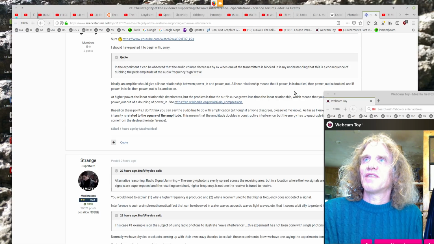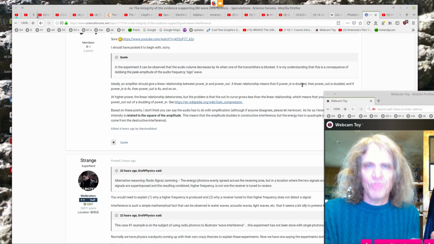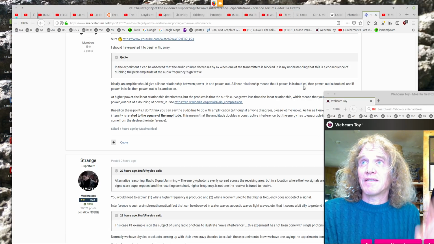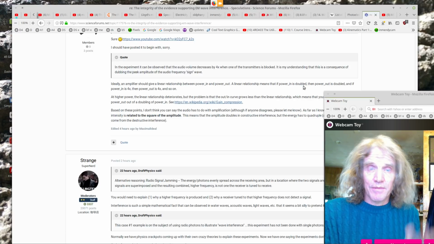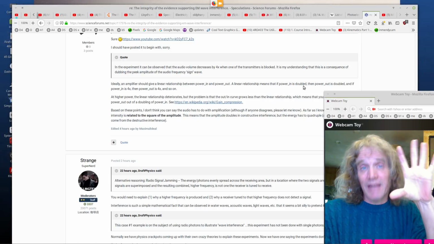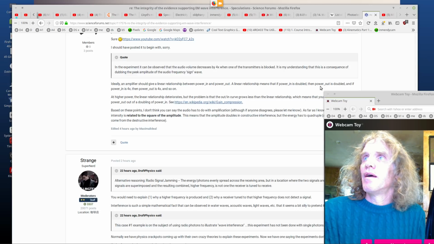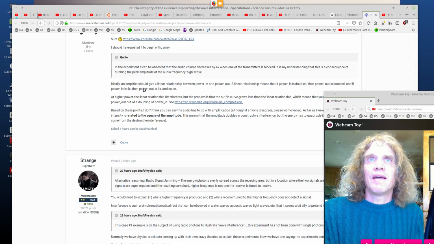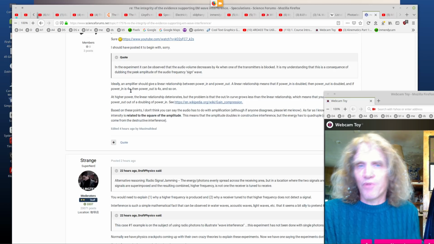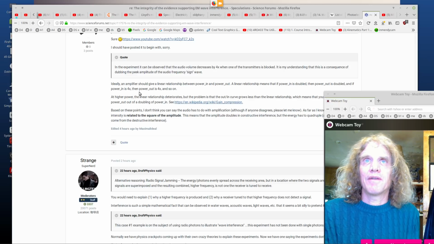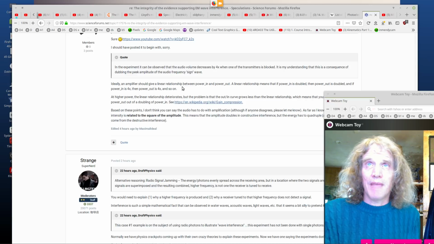A linear relationship means that the power in is doubled. Well, obviously we know the power in is going to be doubled because there's 2 transmitters. So that's the doubling of the power in. But all that means is now you're doubling the amplitude of the audio signal. So I'll attempt to draw this part. Then the power out is doubled. And if power in is 4x, there's no power in is 4x part, so I don't know where you got that from. Then power out is 4x and so on. Yeah, no, none of that happens in this experiment.